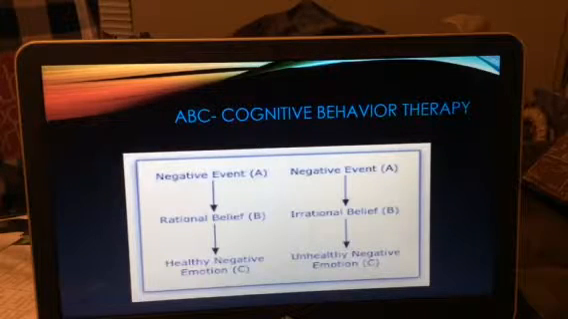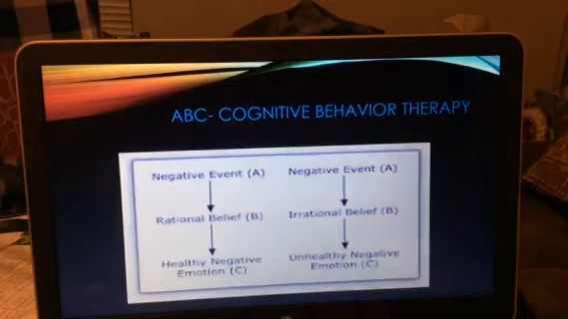You have a negative event, a rational belief, which is like thinking right, not thinking really in a negative way, but believing that, hey, I shouldn't have done that, and maybe I can change that next time, which leads to a healthy negative emotion. Or the opposite end, which we try to tell our kids, is the negative event happens, you blow up, you have this irrational belief that, hey, I shouldn't have been blamed for that, and then from that comes an unhealthy negative emotion, which can come out as anger or acting in a way that you probably normally wouldn't if you had to stop to think about the consequences to those behaviors.